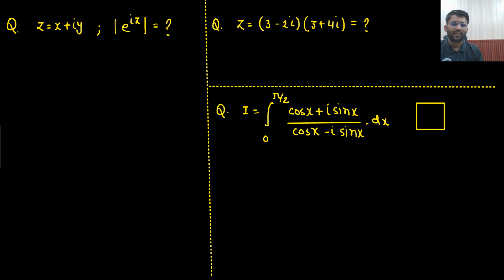Okay, let's go to the next question. Z equals x plus iota y. You need to find out the magnitude of e to the power iota z. Magnitude you need to find out. Magnitude of e to the power iota z.